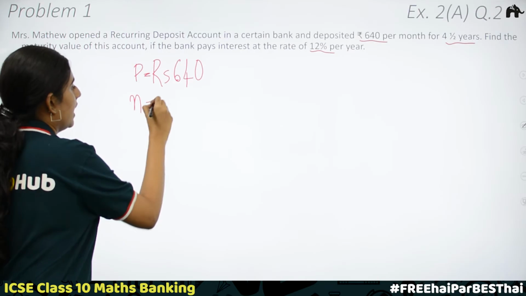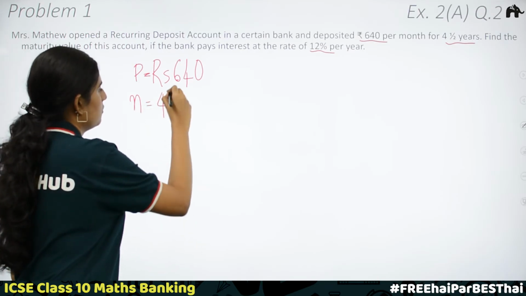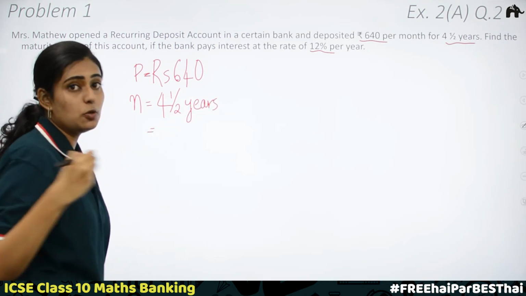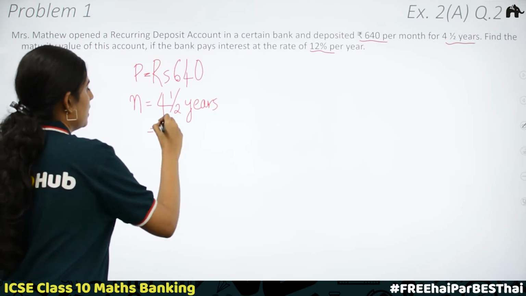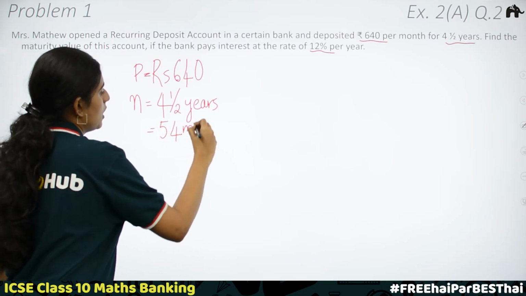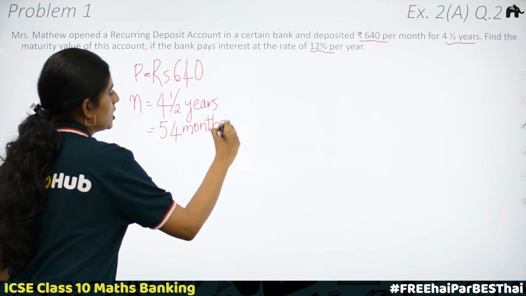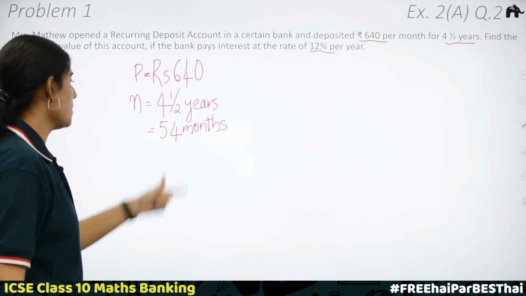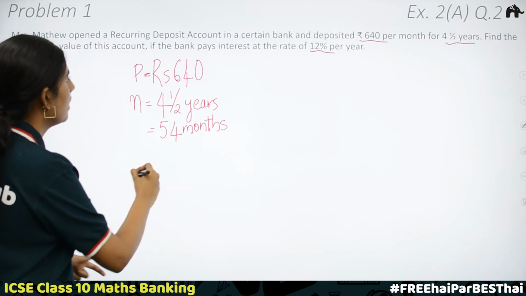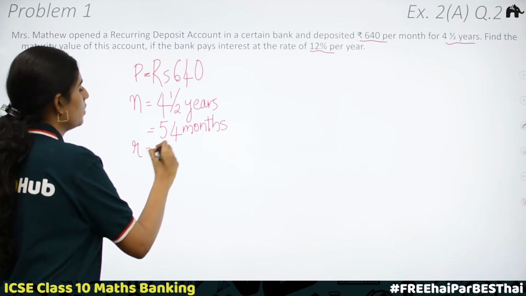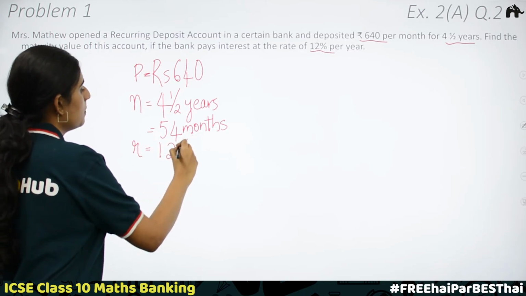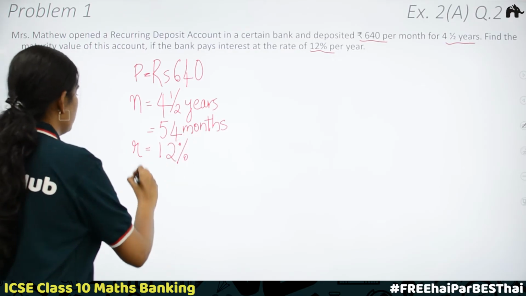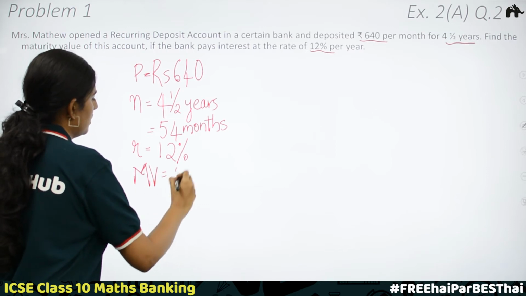Then N is given, N is equal to 4.5 years. We need to convert years into months. 4.5 years means 54 months. Never do calculation with n equal to number of years, you have to first convert it into months. Then, rate of interest is given, R is equal to 12%. We need to calculate the maturity value.